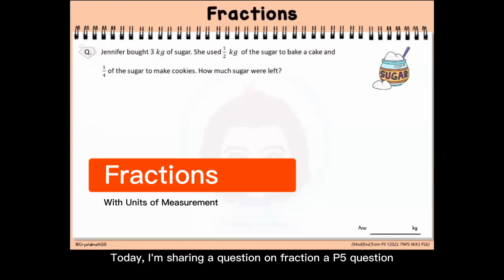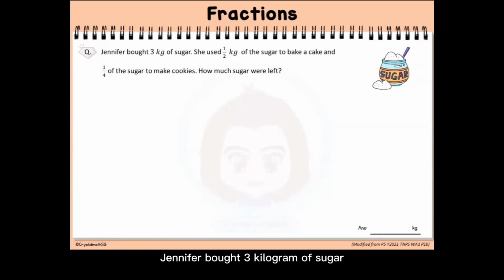Today I'm sharing a question on fractions, a P5 question. Jennifer bought 3 kilograms of sugar. This means the total amount of sugar that she bought is 3 kilograms, the total mass. Then she used half a kilogram of the sugar to bake a cake, and 1 out of 4, 1/4, of the sugar to make cookies.